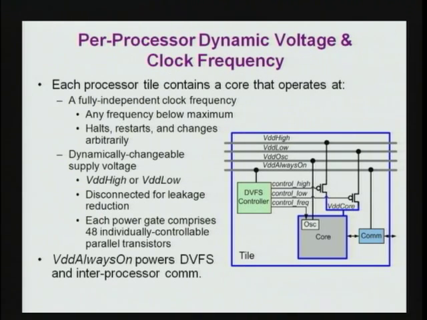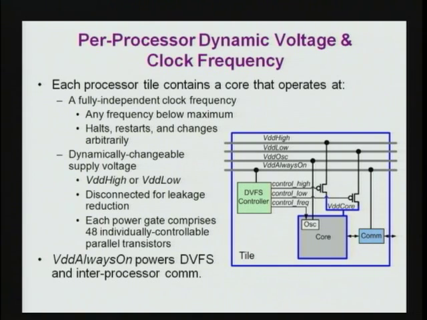The second major feature is the per processor dynamic voltage and clock frequency scaling capabilities that we have put into our chip. Each processor is able to operate at a frequency up to the maximum allowable at a particular voltage. The DVFS controller can control this frequency based on the load conditions of the core or through user configuration. I'll discuss this momentarily. It can halt, restart, and change the oscillator's frequency arbitrarily based on these parameters, however.